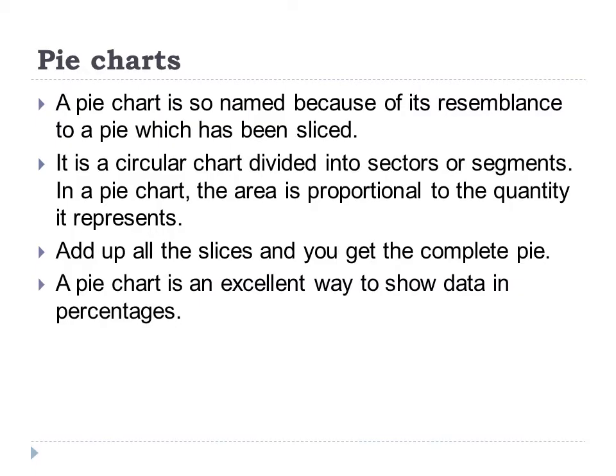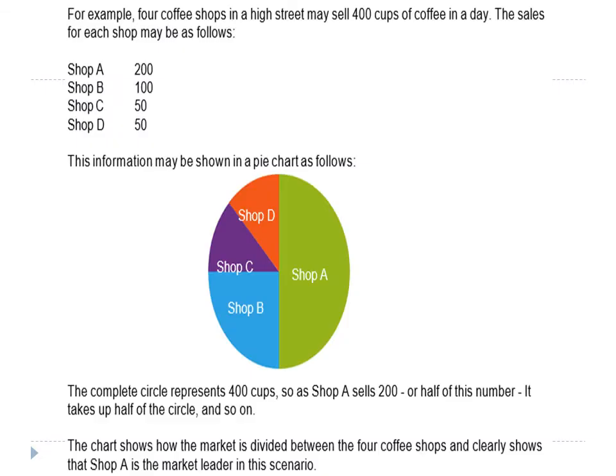So what you could do is put it as a pie chart, and it's definitely good to show percentages. You've obviously seen a pie chart before. This is what one looks like. This is just showing the market share for different coffee shops. This is really good. It's quite striking and shows the point really clearly that shop A has the biggest market share.